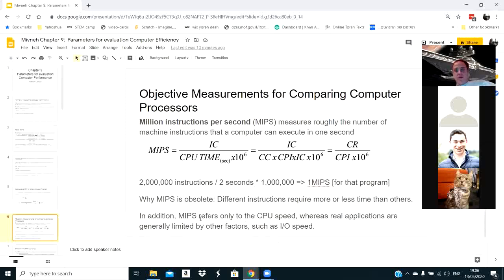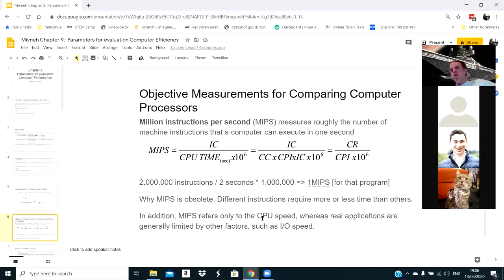There's another problem with MIPS, which is that it only refers to the CPU speed, where real applications are generally limited by other factors such as I/O. In other words, I may be interested in how quickly my computer can read from a disk. It needs to read from a disk to run my program. That program is all the time reading and writing to disk.